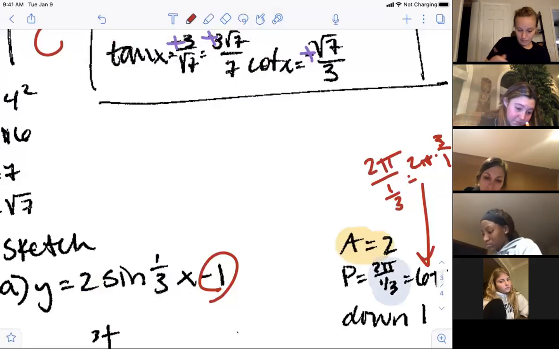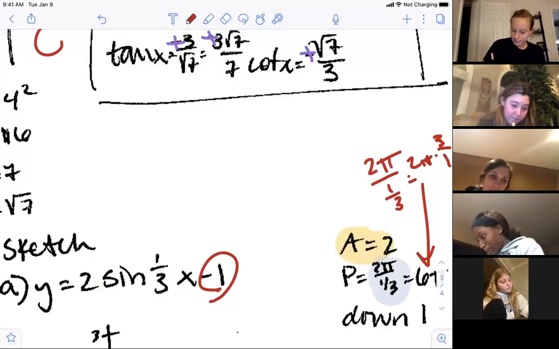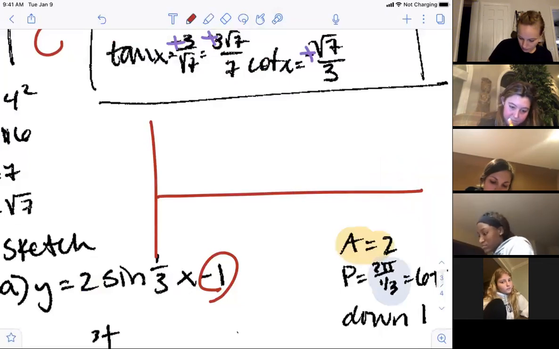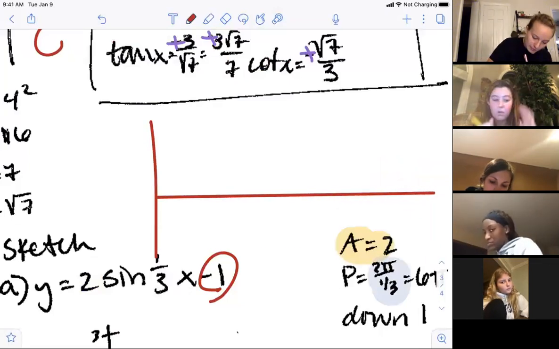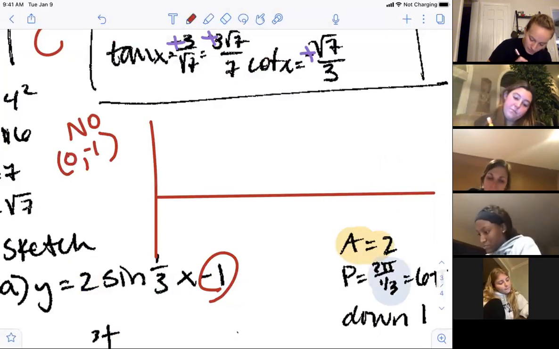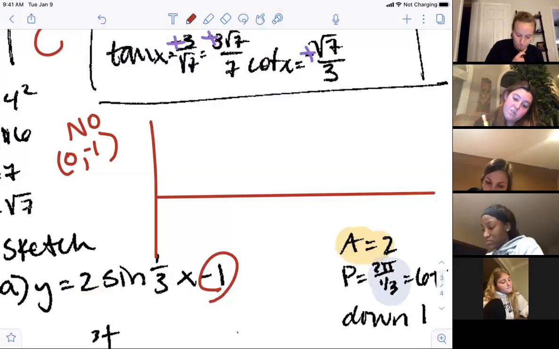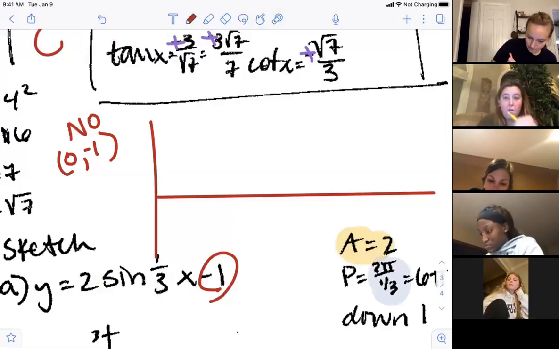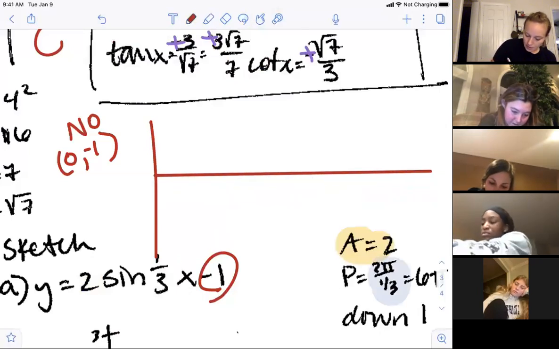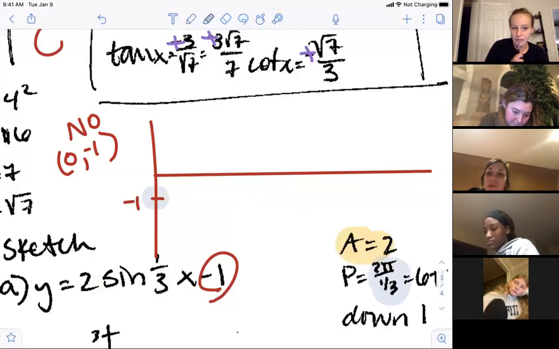So what do you put for the horizontal shift rule? So I'd say none. And I would probably list my new origin off to the side as 0, -1. Okay, so 0, -1 is essentially where my new center of the graph is.